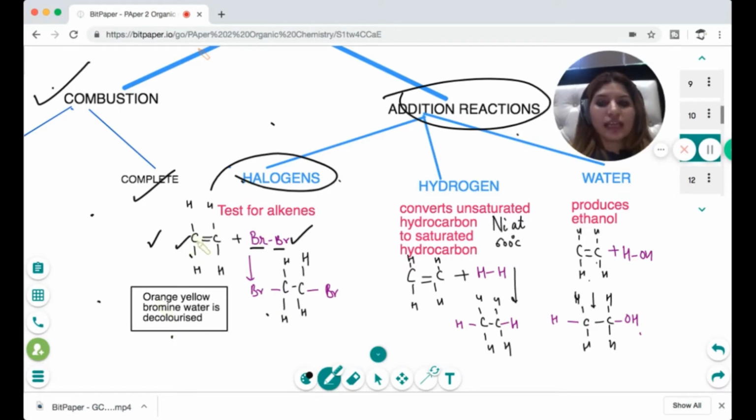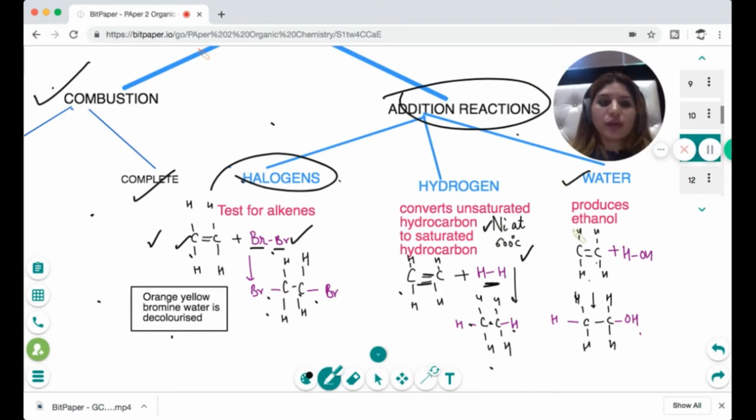So you take alkene and react it with bromine, the double bond breaks into a single bond and bromine attaches here. Similarly, when you react it with hydrogen, the double bond breaks into a single bond and each hydrogen attaches to each side. So alkene becomes alkane, and here you use a nickel catalyst at 60 degrees.